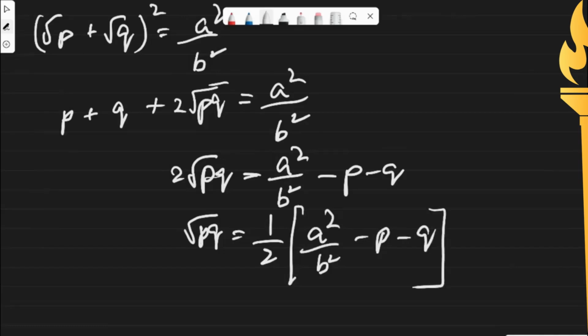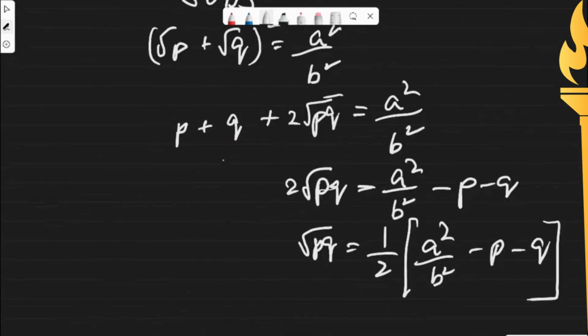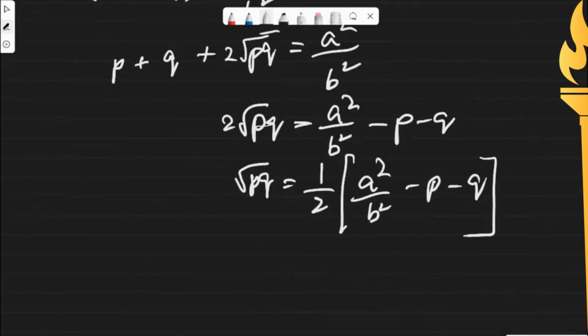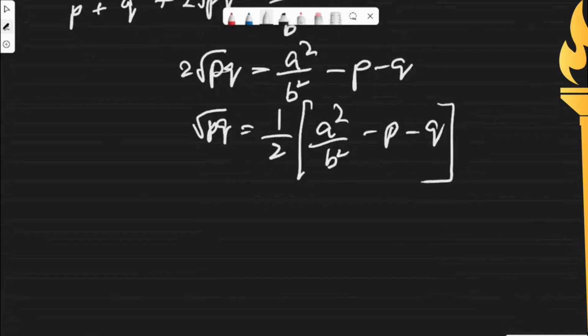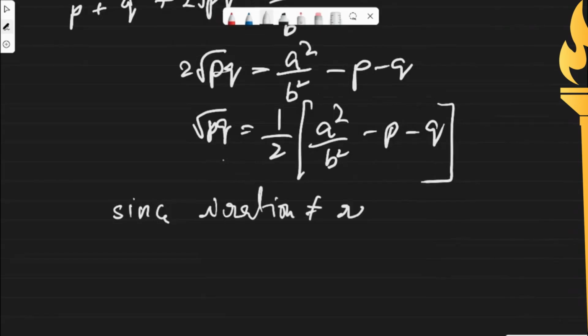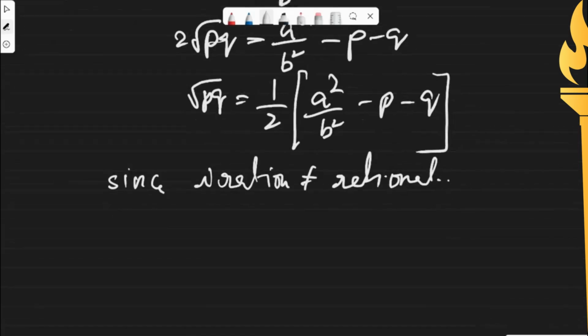So we are going to write that 2, a, b, p, q all are integers. Even they gave that p and q are primes on the top, so definitely they are rational numbers. And since 2, a, b, p, q all are rational numbers, but root pq is an irrational number, we are going to write that since irrational is not equal to rational number, it is a contradiction to the definition of rational number.